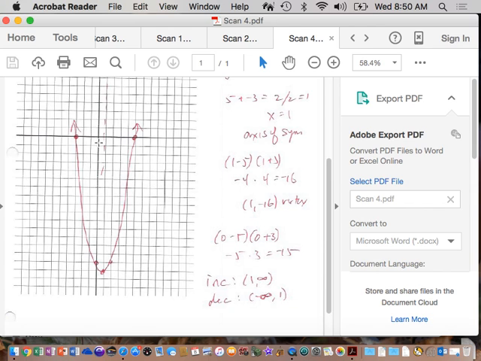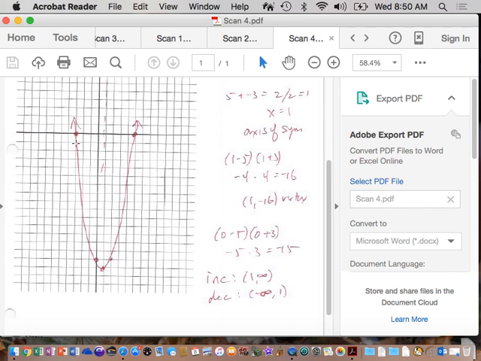I always like to find out what the y-intercept is. I plug in the 0, and I get -5 times 3 is -15, so I put it right there. And that has to match up with this one. And then I make my nice little U-shaped parabola.